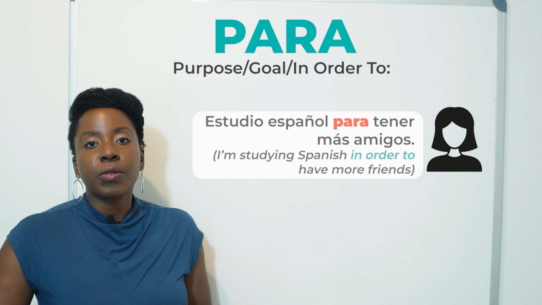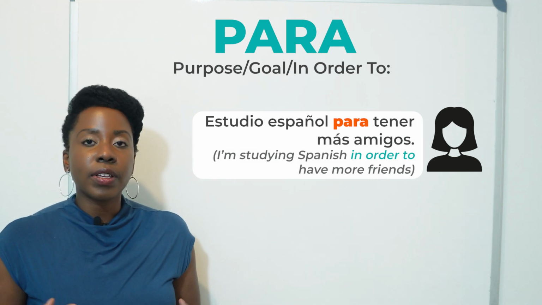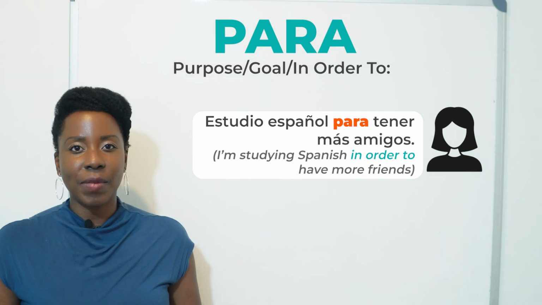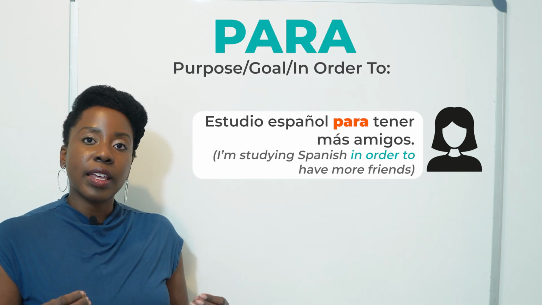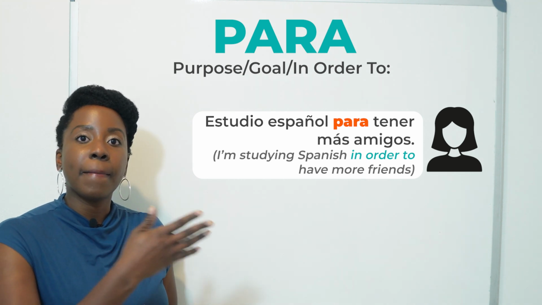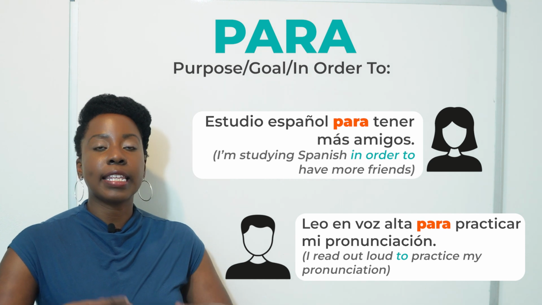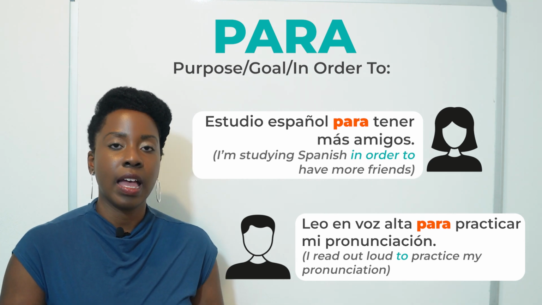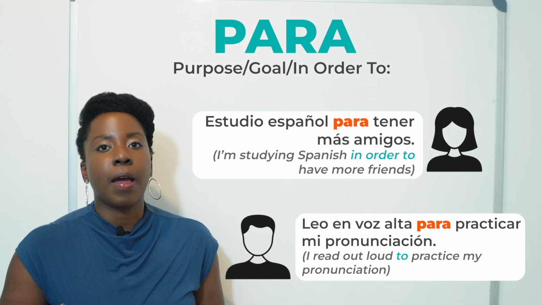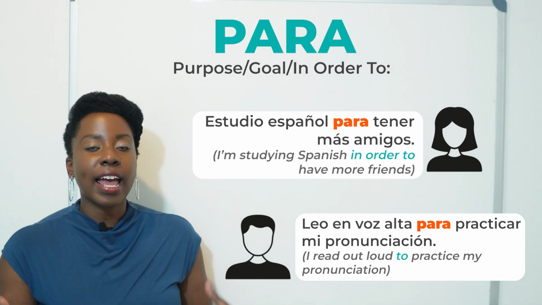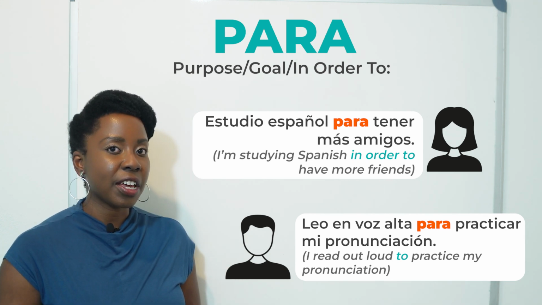So Ana says, estudio español para tener más amigos. So her end goal, the result, the purpose of her studying Spanish is to have more friends. All right, we're going to use para in that instance. Luis says, leo en voz alta para practicar mi pronunciación. So the purpose of him reading out loud is to improve his pronunciation. That's a good method. I think Luis must follow this channel.